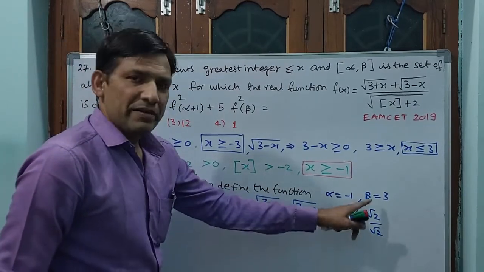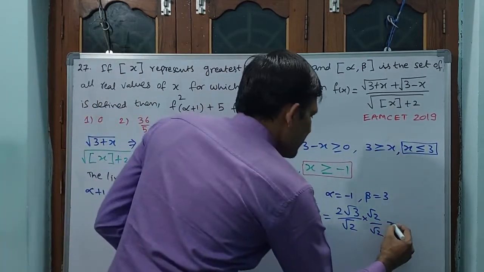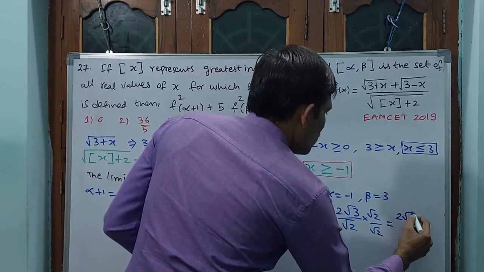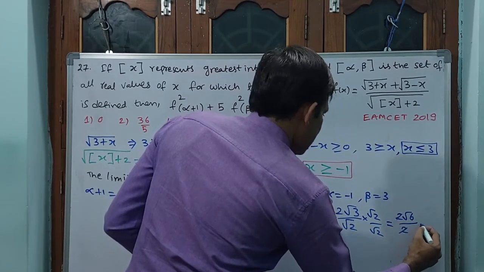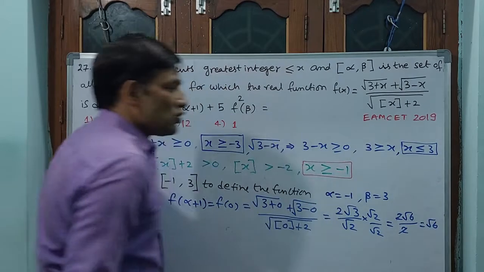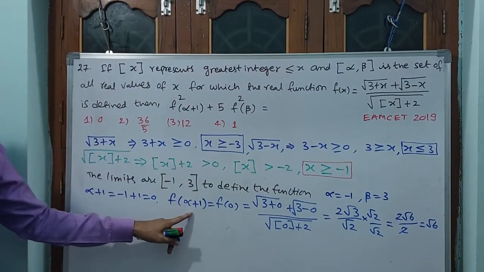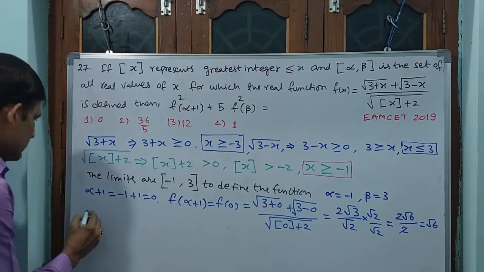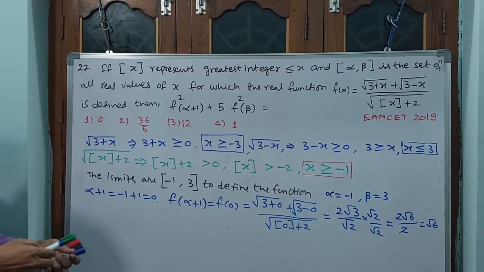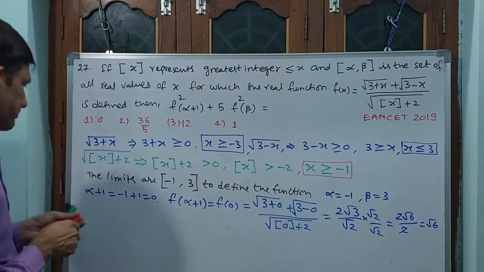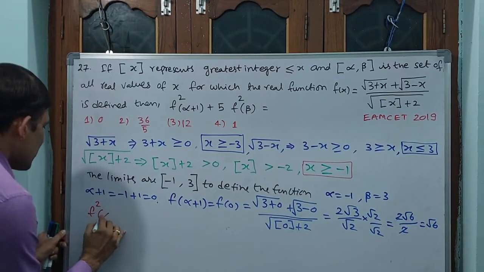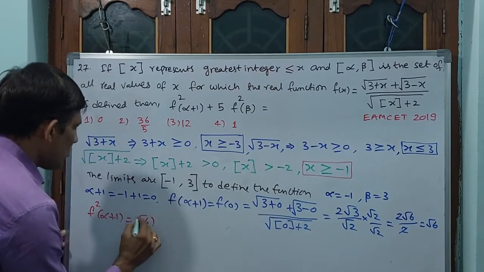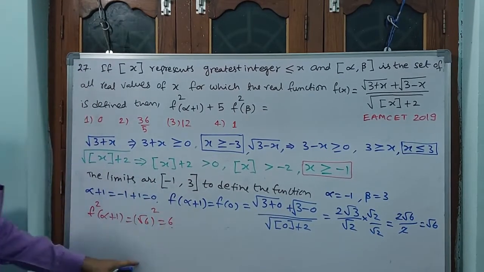Multiply with numerator root 2. This is going to become 2 root 6 by 2. 2 going to get cancelled. That means root 6. See, root 6 is f of alpha plus 1. But you want f square of alpha plus 1. Write down: f square of alpha plus 1 is equal to f of alpha plus 1 whole square, root 6 whole square, that is equal to 6. One value you have got here.